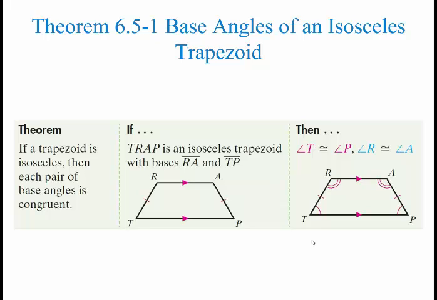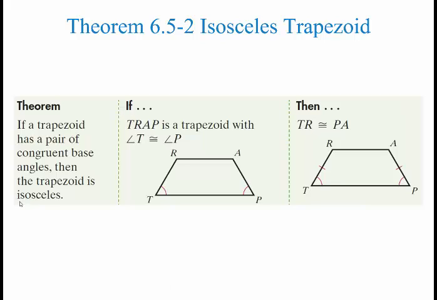All right, so theorem 6.5-1, which is base angles of an isosceles trapezoid. The theorem is this: if a trapezoid is isosceles, then each pair of base angles is congruent. So the trapezoid TRAP is an isosceles trapezoid with bases RA and TP. So if this, then it must be that angle T and angle P are congruent, and angle R and angle A are congruent. So the two pairs of base angles are congruent.